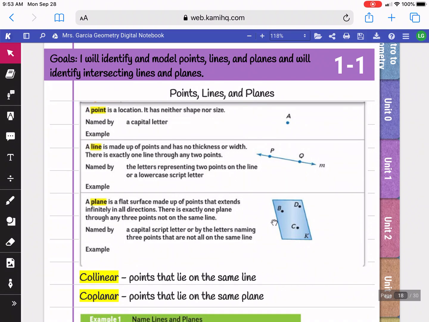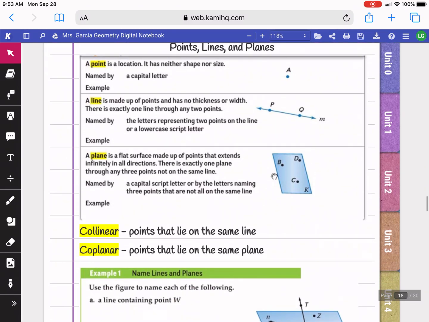In topic 1.1, we are going to be learning how to identify and model points, lines, and planes, and identify intersecting lines and planes. The focus is points, lines, and planes. So in geometry, a point is a location that has neither shape or size. Here we have an example of point A.